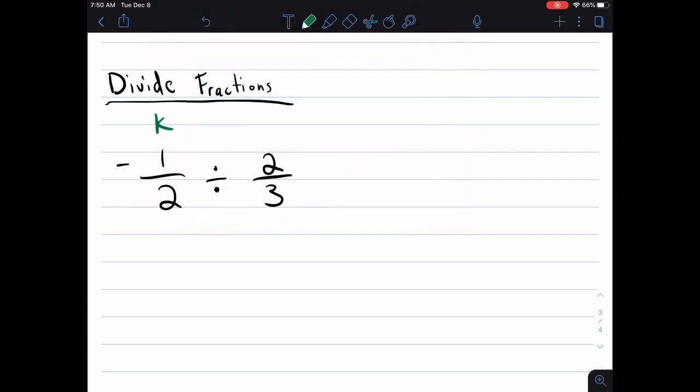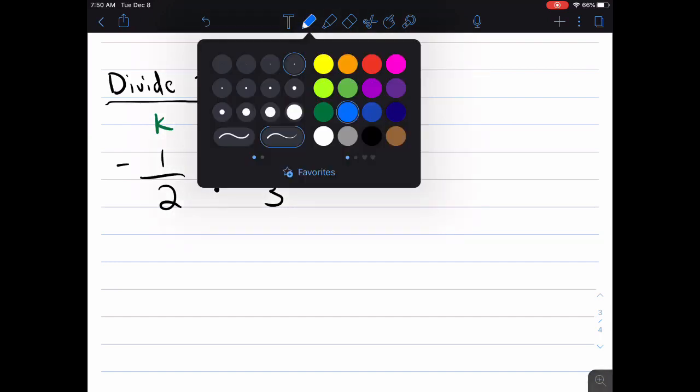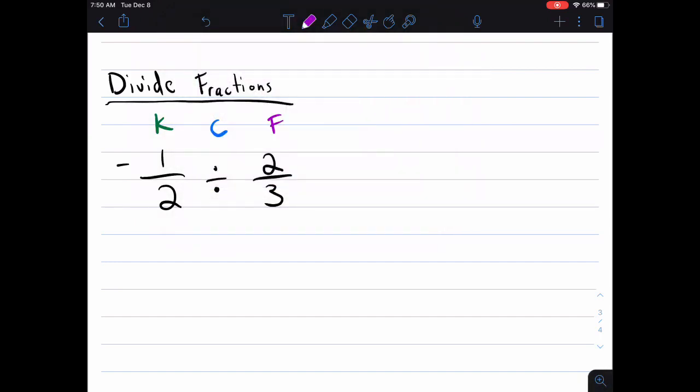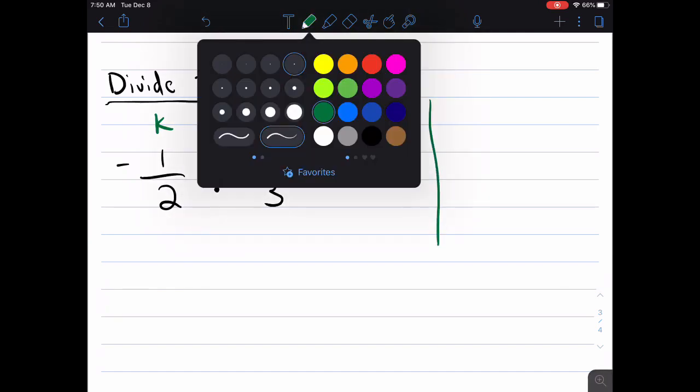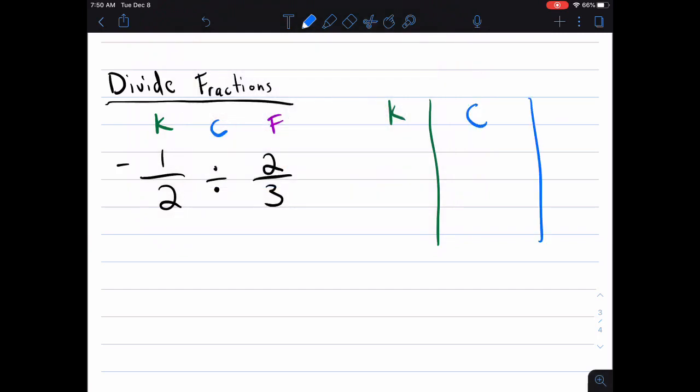Remember, K, C, F. K means the first fraction stays the same. La primera fracción se queda igual. What is my first fraction? Negative 1 over 2.